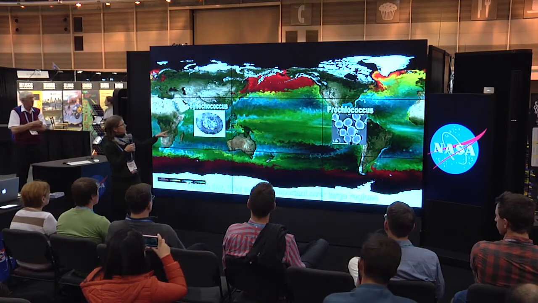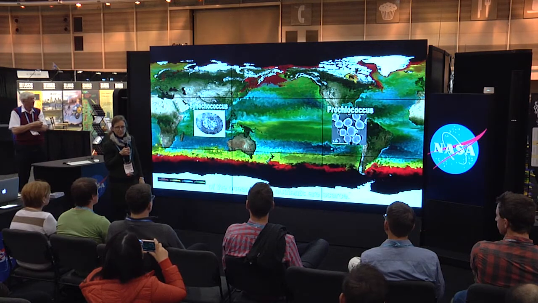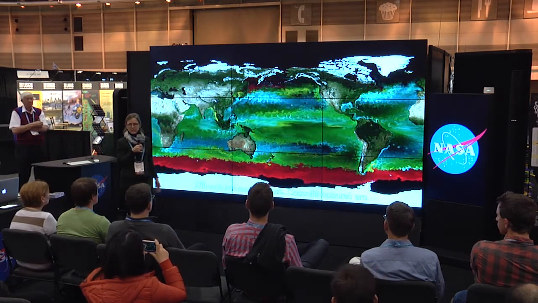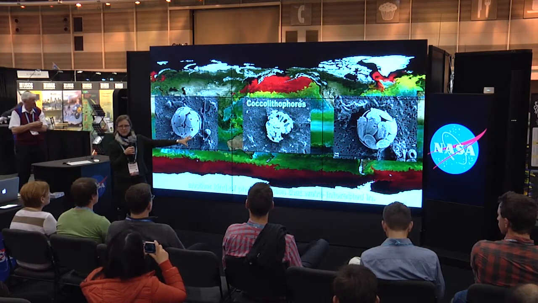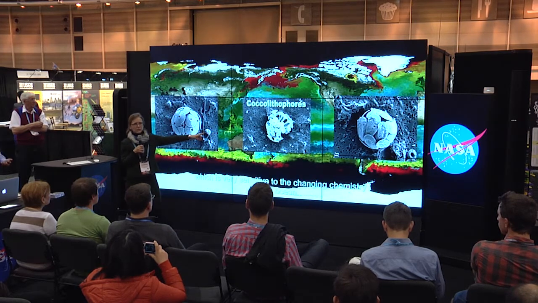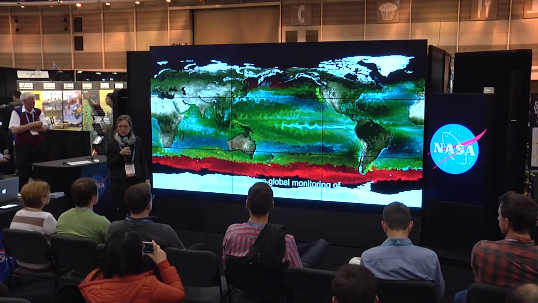And then these are the very tiny ones. Synechococcus and Prochlorococcus are called cyanobacteria, and they're very common in areas of low nutrients. And then coccolithophores are not shown by the model, but they're important because their shells are made of calcite, which is like chalk. And they're very sensitive to the changing chemistry in the ocean.